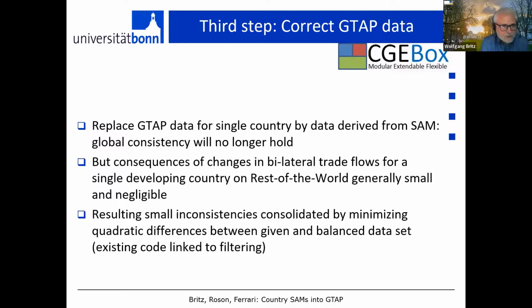So where are now the interactions between a single block of single country data and the rest of the world in GTAP? That's basically the trade flows and the foreign savings. As long as you are touching a relatively small single developing country, such as in our project, so we had 3 African countries, the required changes to the rest of the world trade flows are very, very small. I would say they are negligible. So the small inconsistencies from this you easily get out by using the corrector we have already in.